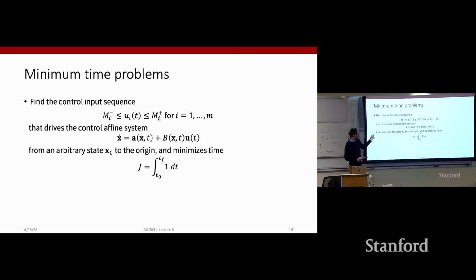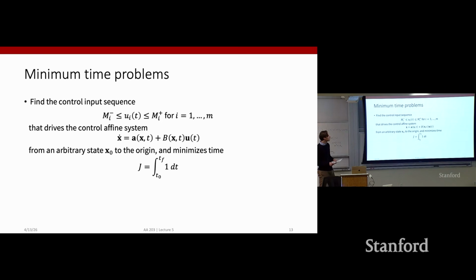And again, the purpose of minimum time problems is to get to a goal as fast as possible. In this case, we want to start from an arbitrary state x0 and reach the origin. The way we encode this minimization of time in terms of a functional is that we want to minimize J, which is just the integral between t0 and tf of 1. So we're just summing time, essentially. Yes?